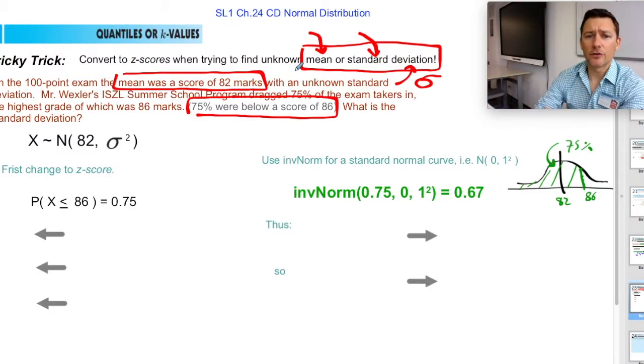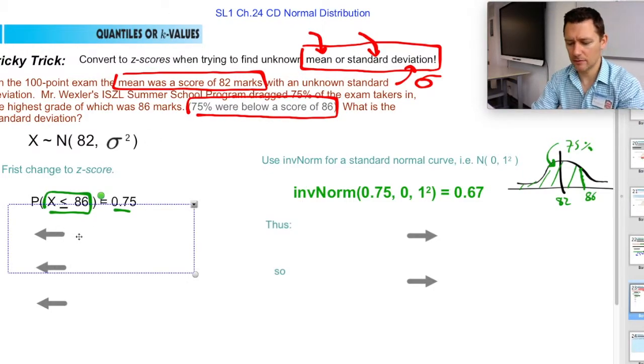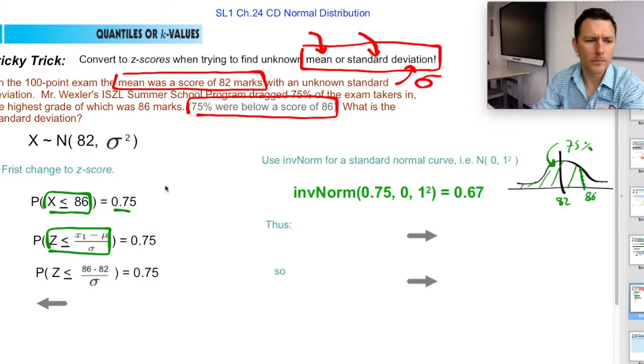Since we don't know the mean or the standard deviation, we can use the z-score because it standardizes all over the curve, and we can do that because we know the probability with our values being below 86 should be 75%. That's what this means, right? But if it's standardized, our z-score should also be equal to 75% of the curve, right? So we can change our raw score to a z-score by using this concept. And then we can plug in what we know.